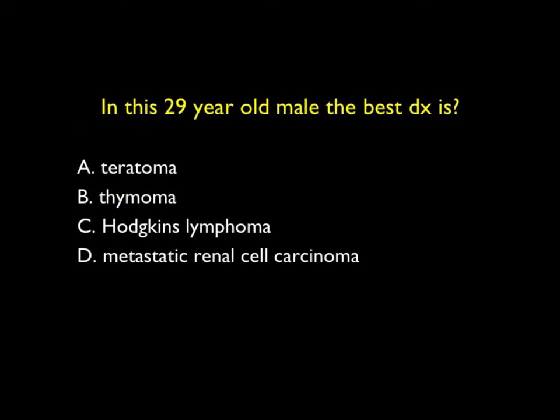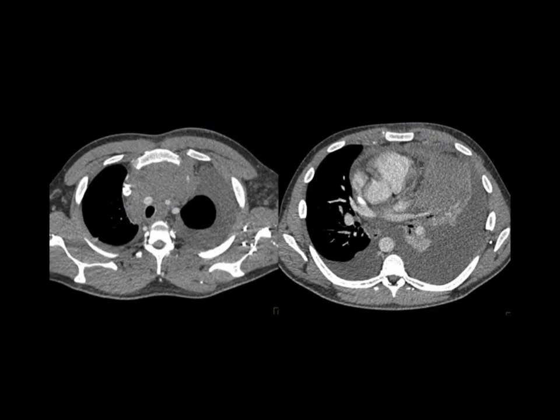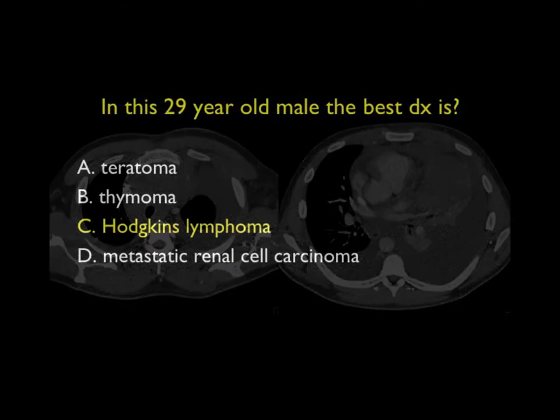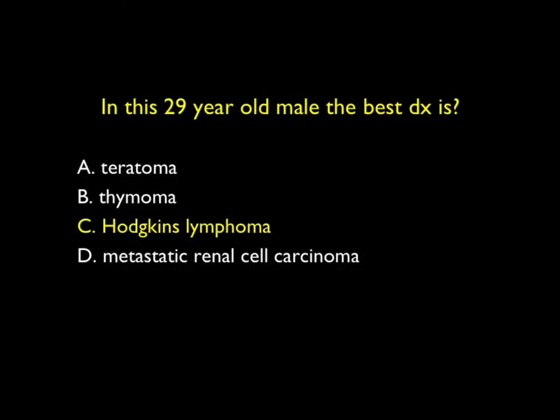This is a 29-year-old male, and when you look at the images, several critical findings. Extensive mediastinal mass or adenopathy, large left pleural effusion, consolidation in the lung, slight deviation of the mediastinal structures to the right. When you look at this, this has the appearance in a younger patient of lymphoma. There's no ifs, ands, or buts.